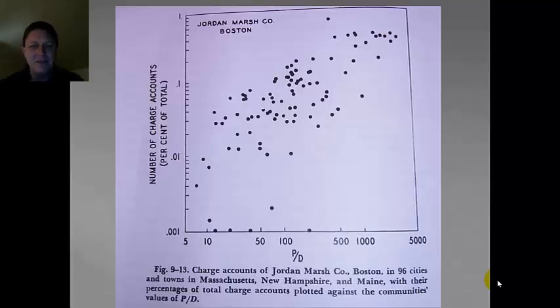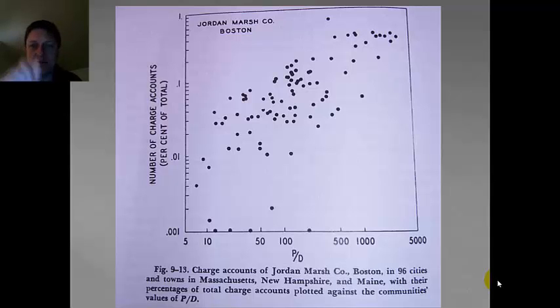Charge accounts. This is cool. This is again in the same period, 1930s, 1940s. Now he's put distance on the bottom. You're going to see the trend reversed, but you notice distance is no longer in the numerator, it's in the denominator. So as distance increases, the population size divided by distance will decline. It's a little counterintuitive, but the basic idea of this chart is: how many people are getting charge accounts with Jordan Marsh Company in Boston, and how distant is their community, in 96 cities and towns in Massachusetts, New Hampshire, and Maine, from Boston?